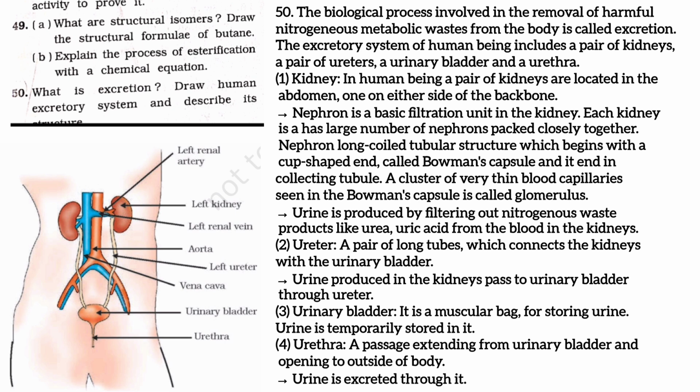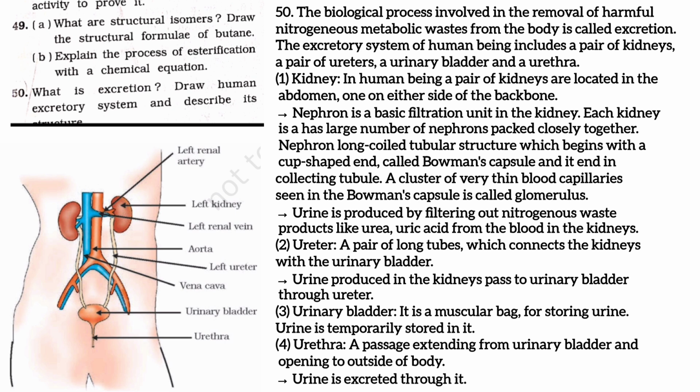Number 1. Kidney. In human being, a pair of kidneys are located in the abdomen, one on either side of the backbone. Nephron is a basic filtration unit in the kidney. Each kidney has large number of nephrons packed closely together. Nephron is a long coiled tubular structure which begins with a cup-shaped end called Bowman's capsule and ends in collecting tubule. A cluster of very thin blood capillaries seen in the Bowman's capsule is called glomerulus. Urine is produced by filtering out nitrogenous waste products like urea, uric acid from the blood in the kidneys.